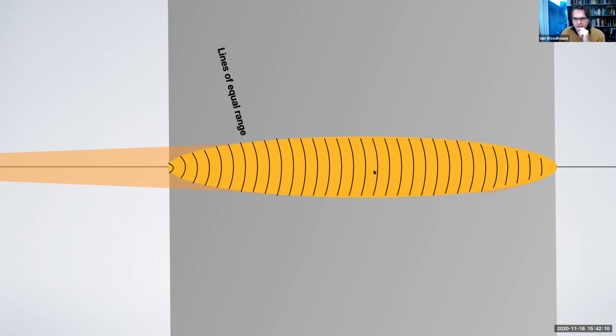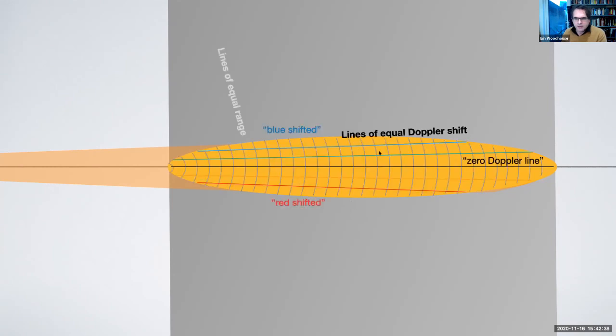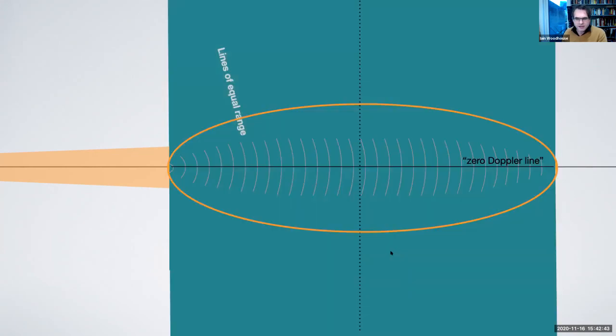But the other thing that happens, and I've got a little animation that helps illustrate this, is that when the signal comes into the beam, it's slightly traveling towards us compared to when it goes out of the beam. So a target, as it moves into the beam and goes out of the beam, has echoes that essentially undergo a Doppler shift. So we can also plot on here lines of equal Doppler shift. I'm going to show you the animation and then come back to that graph.